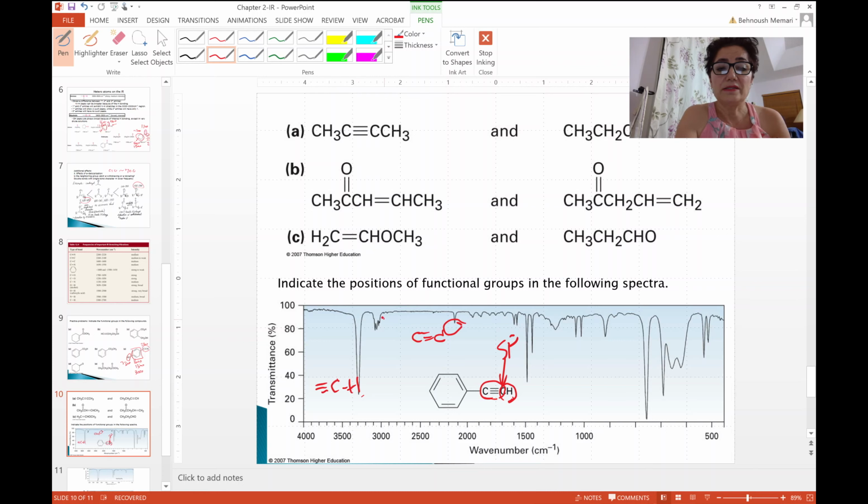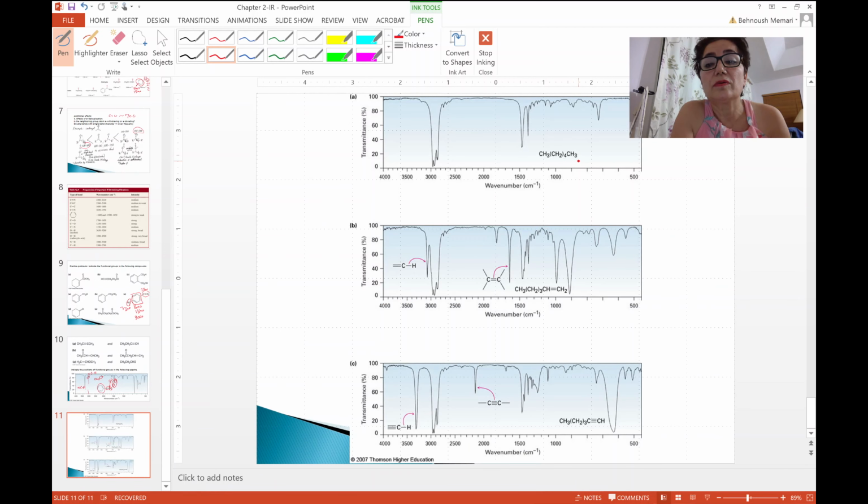These hydrogens on both sides are around 3000. So these are the sp2 hybrid hydrogens, so we have CH of sp2 hybrid. The aromatic ring shows the CH sp2 hybrid peaks, and also shows these two peaks. That's for this molecule.